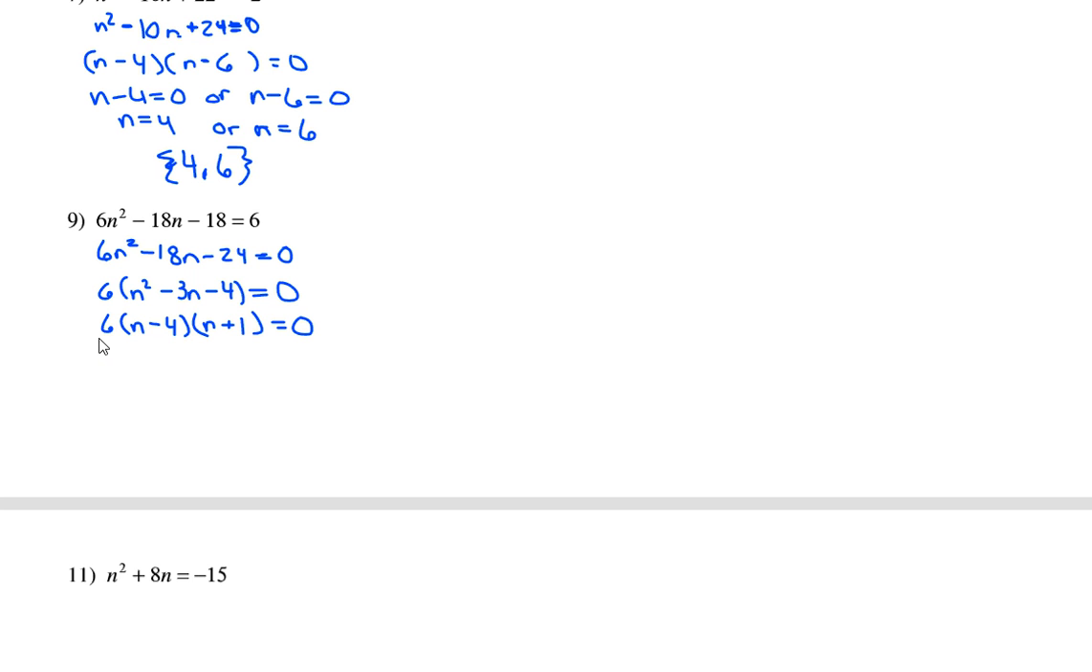So now this one for the zero product property, I did one just like this in the notes. If you have the product of three factors and it equals 0, well then one of the three factors must equal 0.